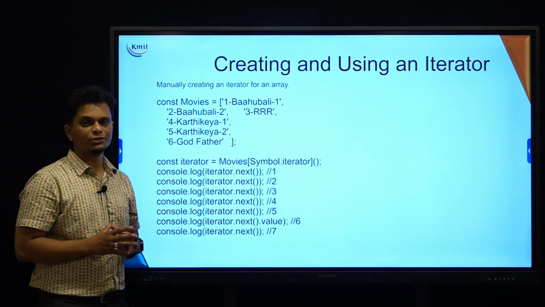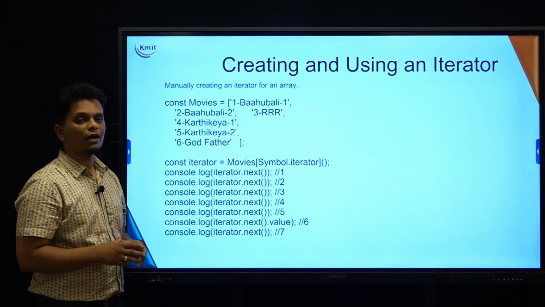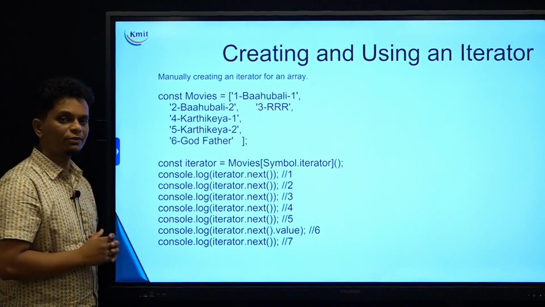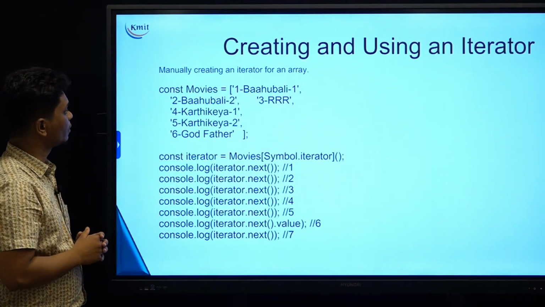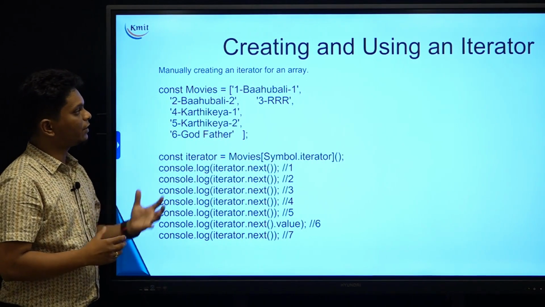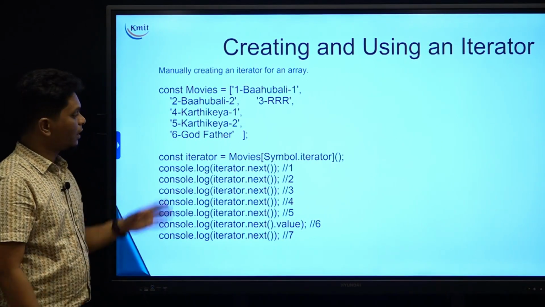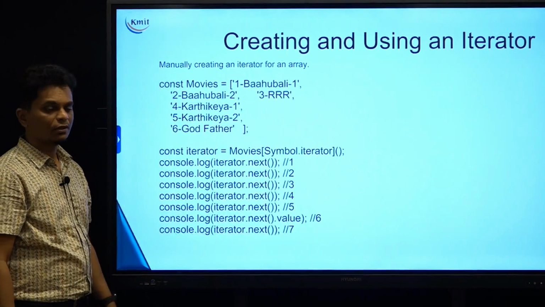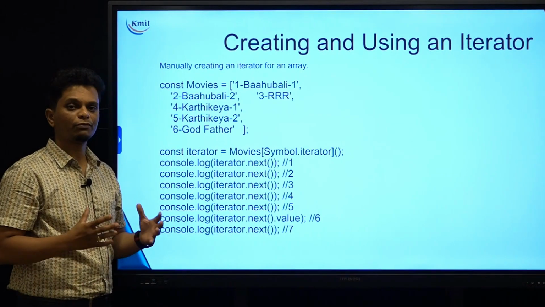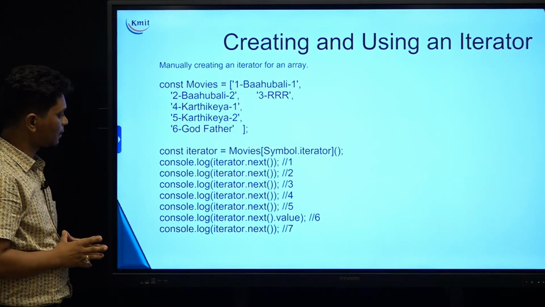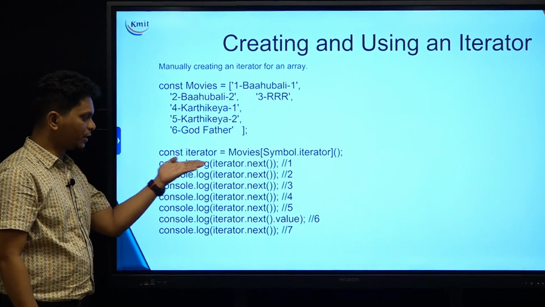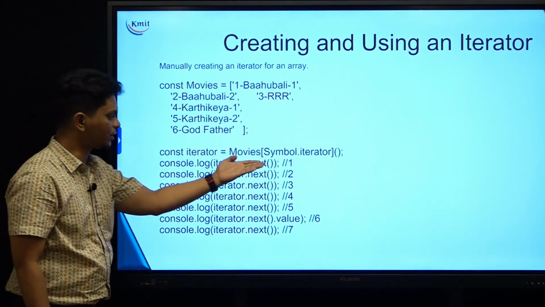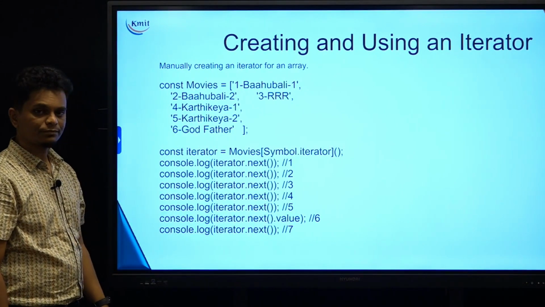Let's look at a code snippet that creates and uses an iterator. Here we have a very interesting example. So let's see how to create an iterator manually. In the first part, you may see an object that has an array. This array consists of a list of movie titles. And in the second part, you can see I have created another object, iterator, to which I have assigned movies.